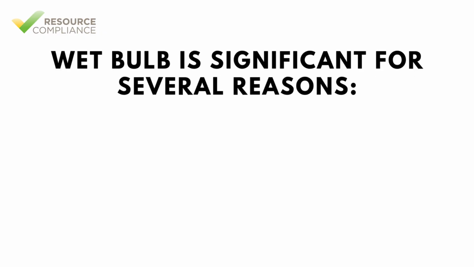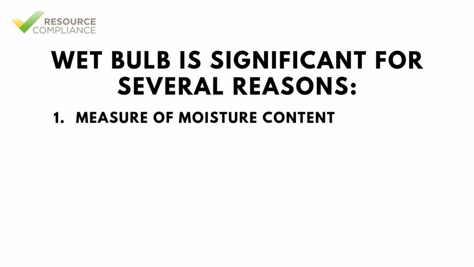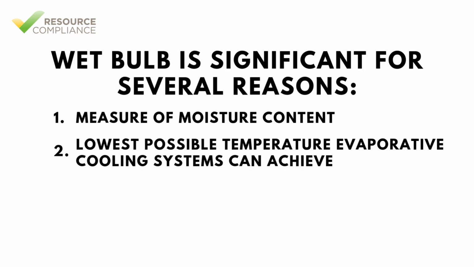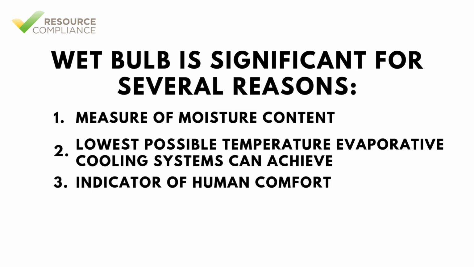The wet bulb temperature is significant for several reasons. First, wet bulb temperature directly indicates the moisture content in the air. The smaller the difference between dry bulb and wet bulb temperatures, the higher the relative humidity. Second, wet bulb temperature is crucial in assessing the efficiency of evaporative cooling systems because it defines the lowest possible temperature such systems can achieve. Third, wet bulb temperature is a factor in determining human thermal comfort as it reflects the combined effects of heat and humidity on the body's ability to cool itself through sweat evaporation.